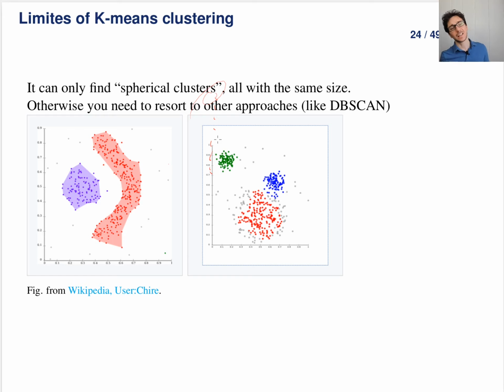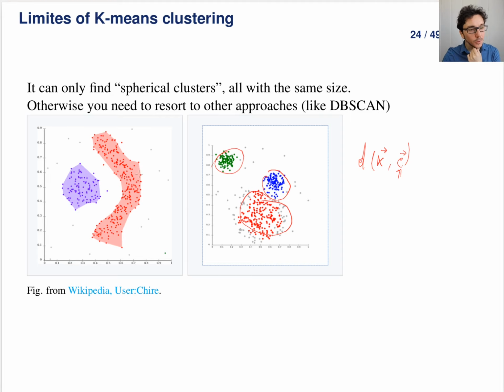Observe that k-means clustering is limited because it is based on the Euclidean distance between a sample and the centroid. I don't remember how I indicated the centroid, whatever. So it is only able to recognize spherical clusters like this.